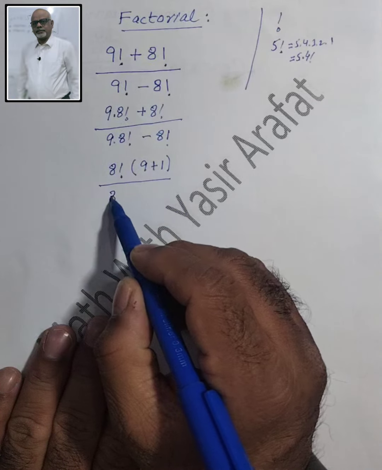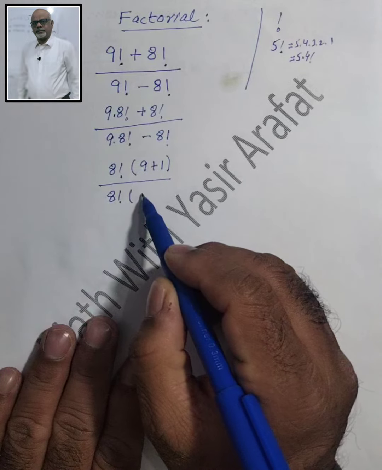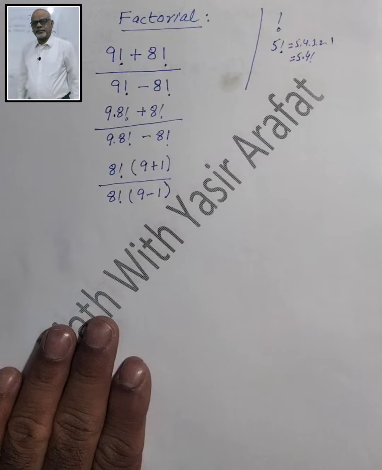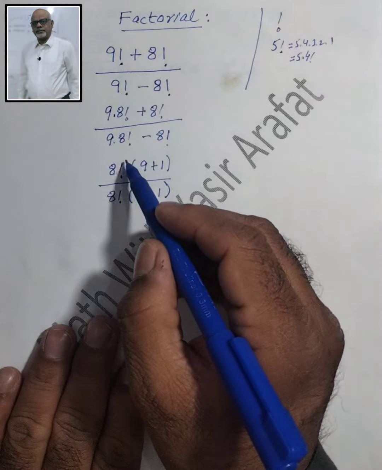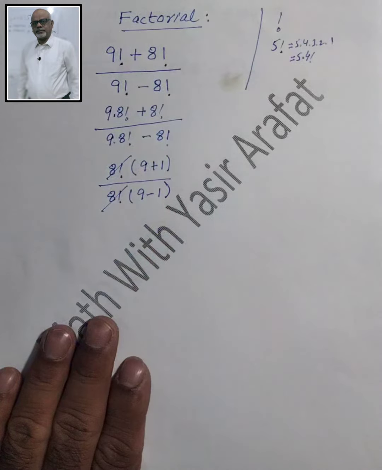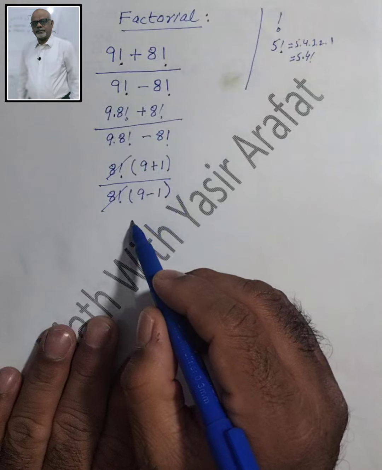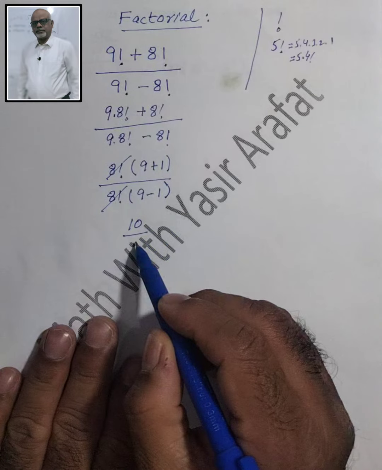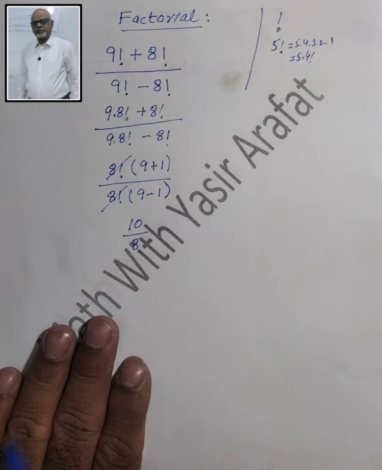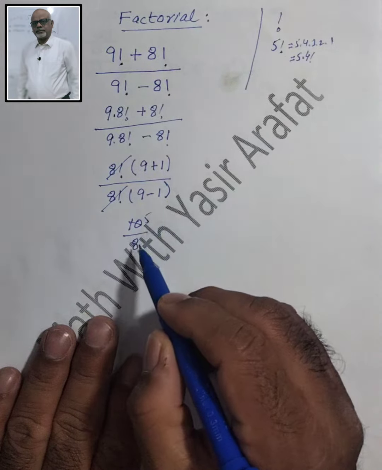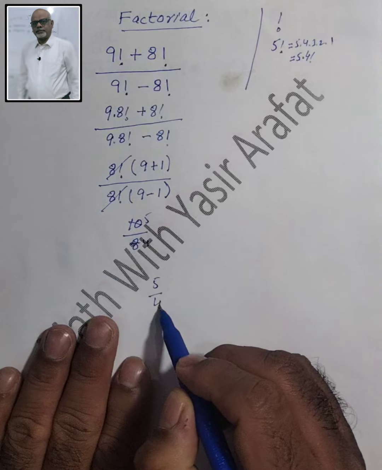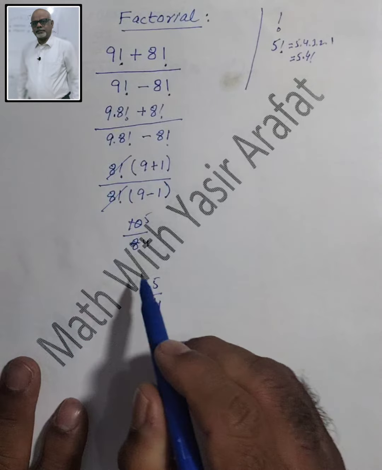Same as from the denominator. So this is 9 minus 1. So this 8 factorial will cancel out. And this is 9 plus 1, it is 10. 9 minus 1, it is 8. So here 2 fives are 10, 2 fours are 8. So this is the answer, 5 upon 4, of this question.